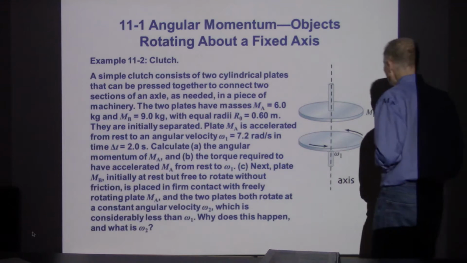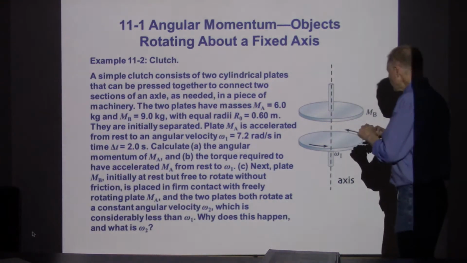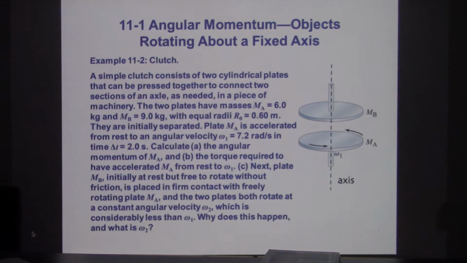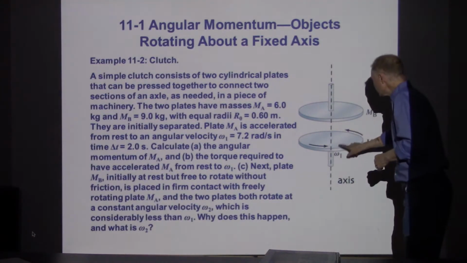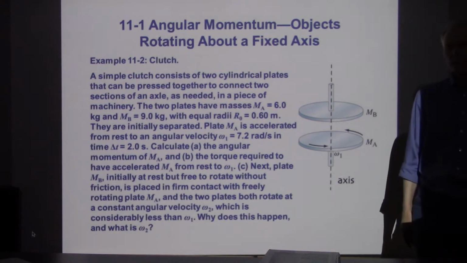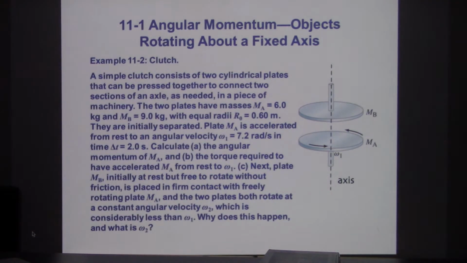So the first thing we're going to do is exert a torque on the lower plate. That lower plate is going to have a torque acting on it, and that's going to bring it up from rest up to some rotational speed omega. Now, what they want us to do is calculate how much angular momentum is there and what was the torque required to bring the lower plate up to this speed, 7.2 radians per second, in just 2 seconds. So we've got to bring it up to speed.